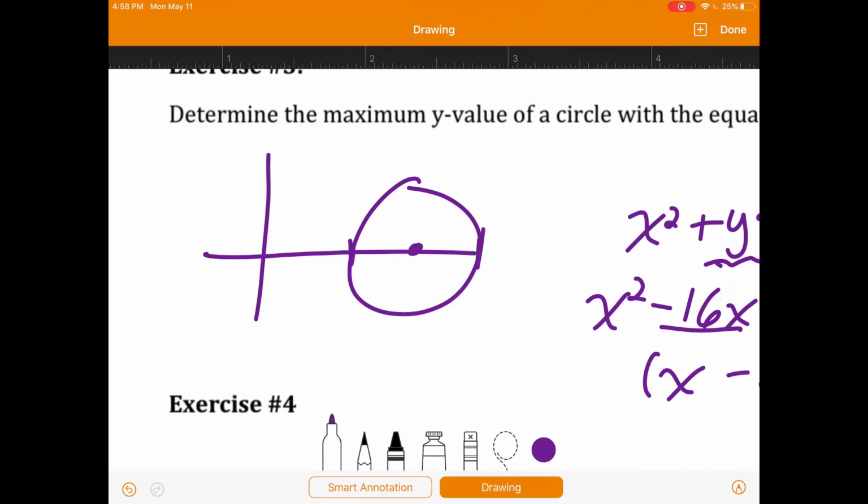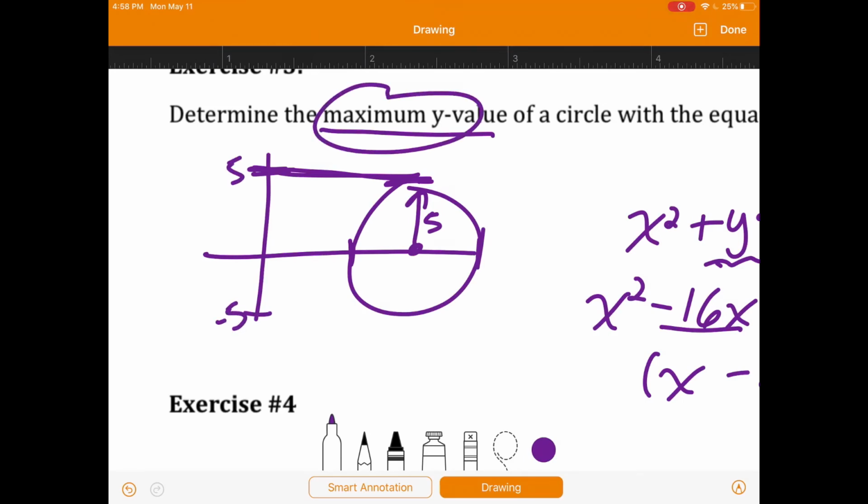So that means 5 in this direction, 5 in that direction, 5 up, 5 down, whichever direction you can go in. But we're trying to figure out the maximum y value. So that means how high up here is it going to be? So this, the highest spot here, can only be 5. We can go all the way up to 5 and all the way down to negative 5. So the maximum y value is going to be 5. And that's our answer.